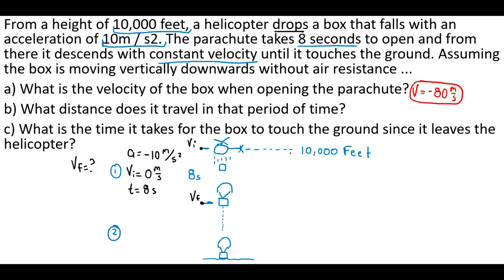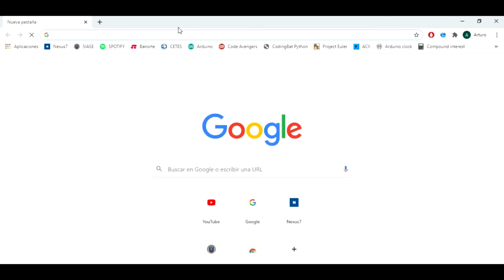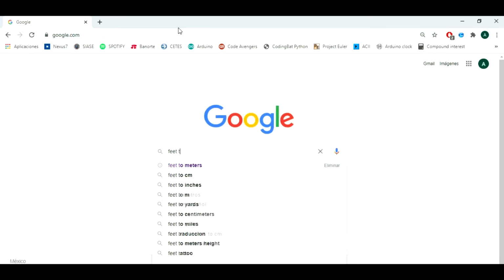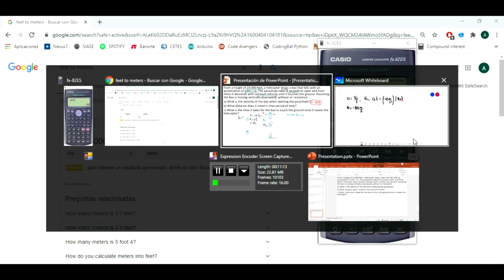Something that I really like is that there are many ways to consider this problem. So for example, first I'm going to transform this 10,000 feet into meters. So how much is that? Let's open Google, because I don't remember how much it is. Feet to meters, 10,000, and that's 3,048 meters.